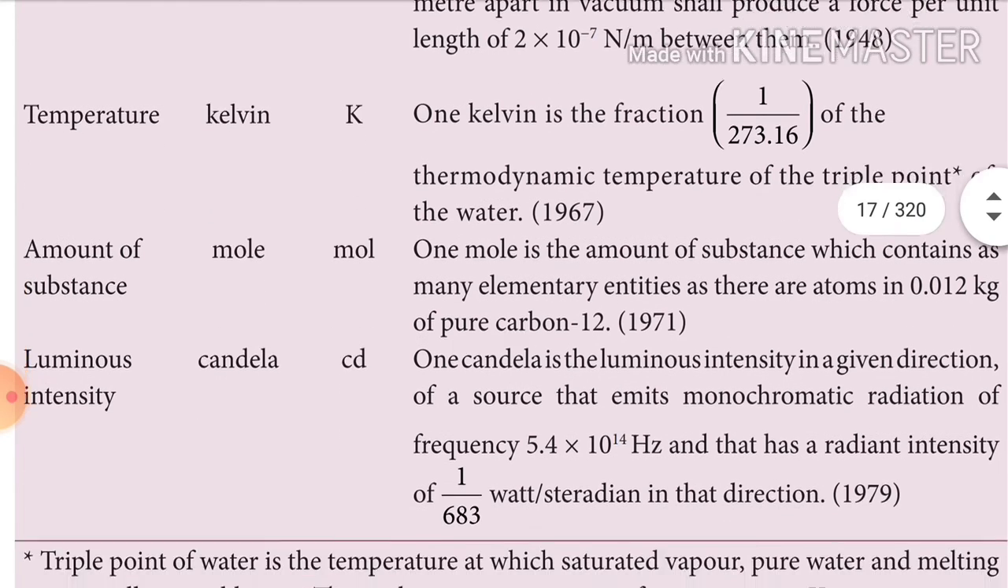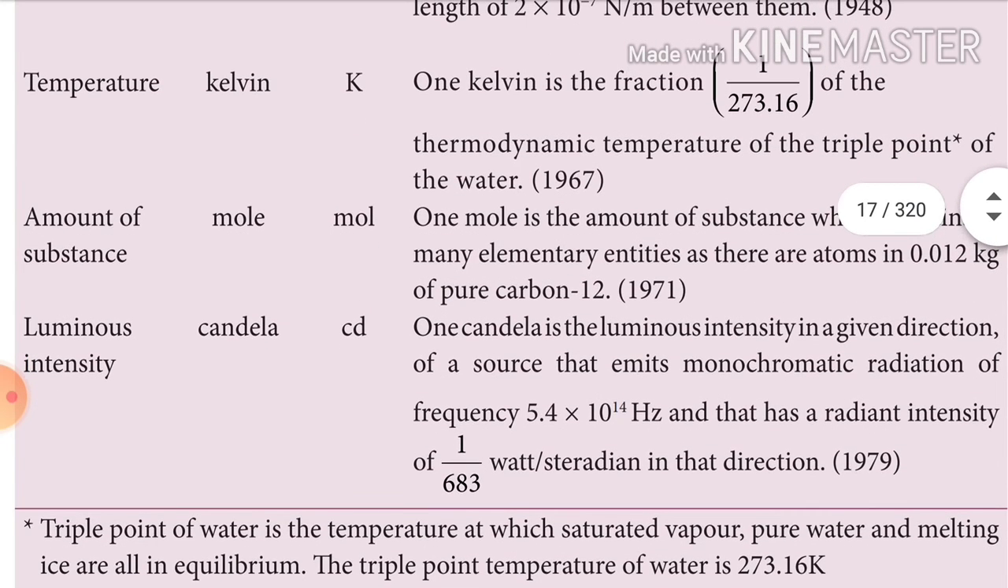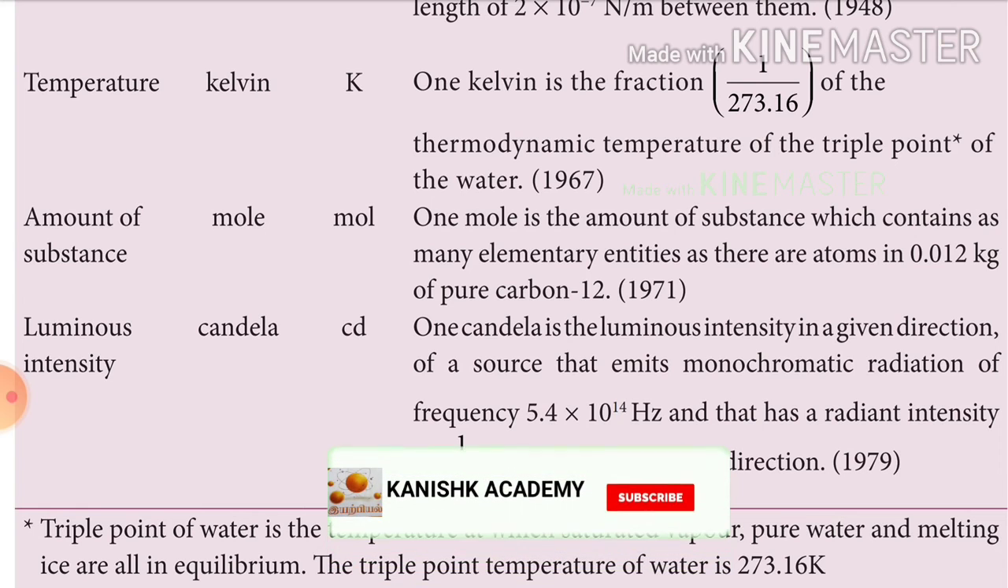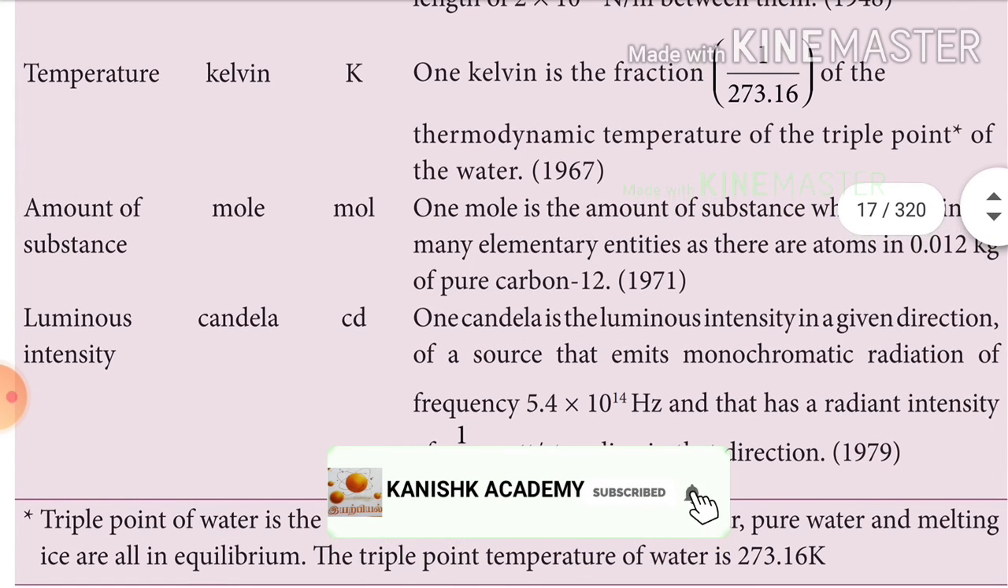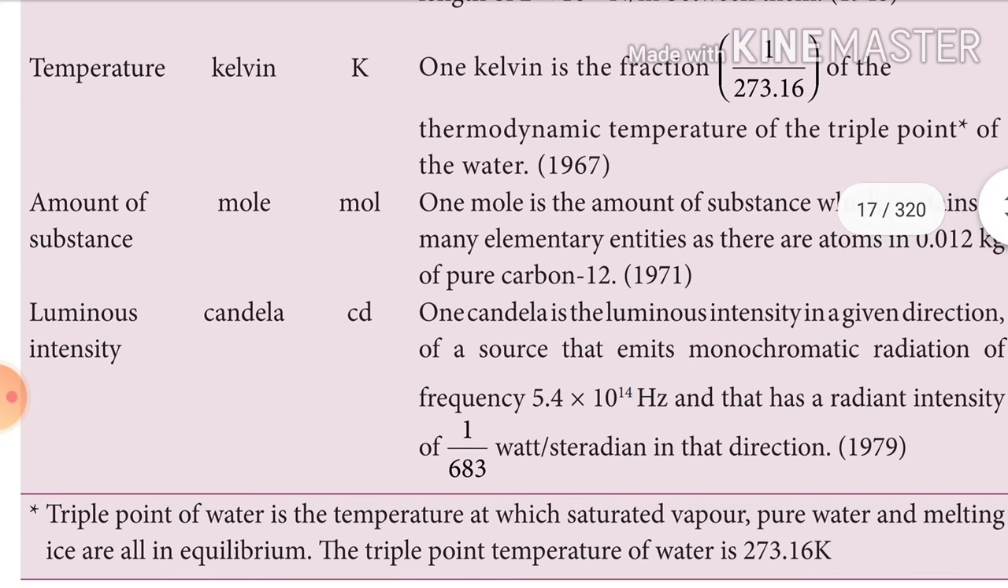Next fundamental quantity, amount of substance, its unit is mole, symbol small letters mol. 1 mole is the amount of substance which contains as many elementary entities as there are atoms in 0.012 kg of pure carbon 12. The last fundamental quantity, luminous intensity, its unit is candela, symbol cd.